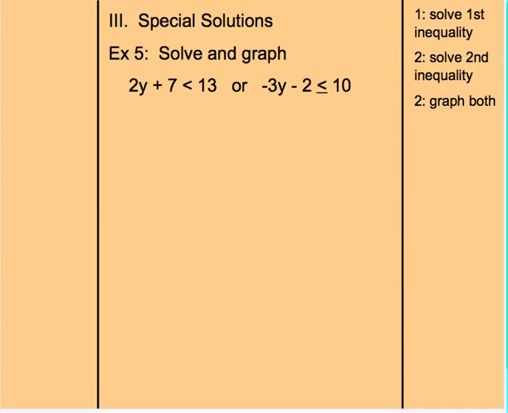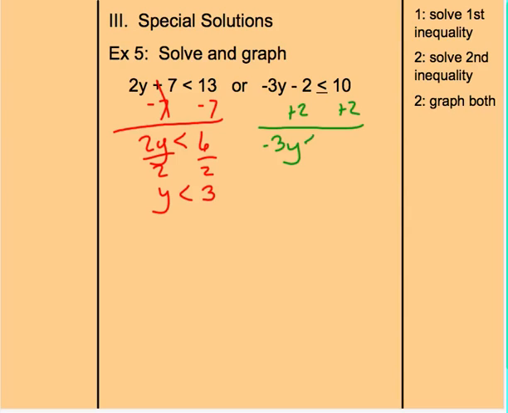Next, we're going to look at some special solutions. So the process for solving these special solutions is the same as the process for solving your regular inequalities. So solve the first and then solve the second. First one, I'm going to subtract 7 from both sides. So I get 2y is less than 6. Dividing both sides by 2, y is less than 3. Second inequality, adding 2 to both sides. Negative 3y is less than or equal to 12. And this time I'm dividing by a negative, so I will flip my inequality.